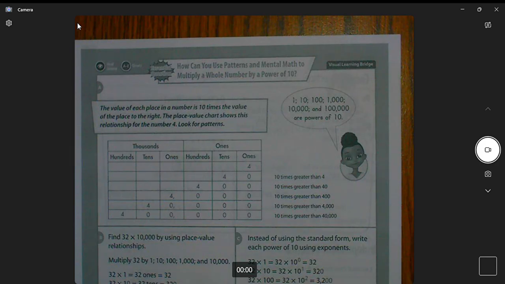Hey, and welcome back. Today, we're going to take a look at how to do multiplying by tens, hundreds, and thousands, but while incorporating exponents as well.